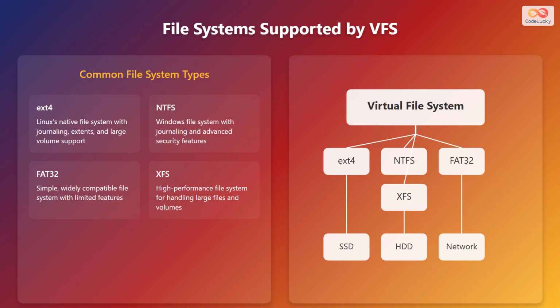The virtual file system supports various file systems, including Extension 4, which is Linux's native file system with journaling, extents, and large volume support, NTFS, which is a Windows file system with journaling and advanced security features, FAT32, which is a simple, widely compatible file system with limited features, and XFS, which is a high-performance file system for handling large files and volumes.